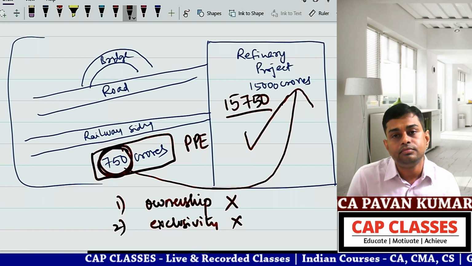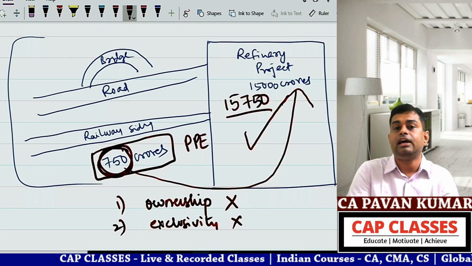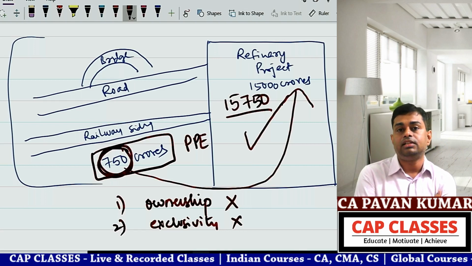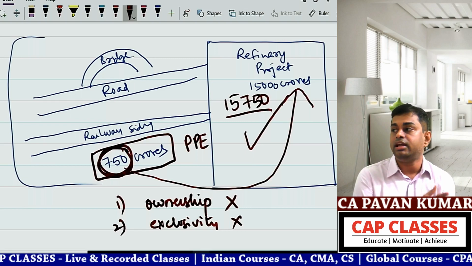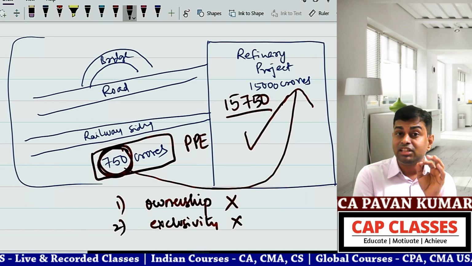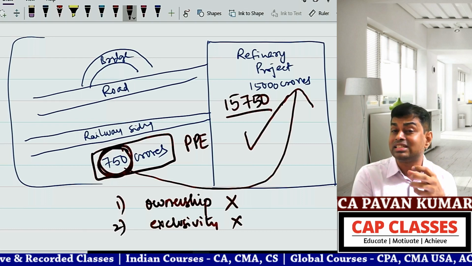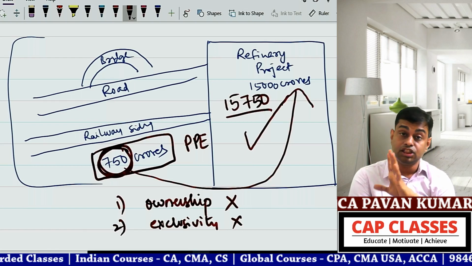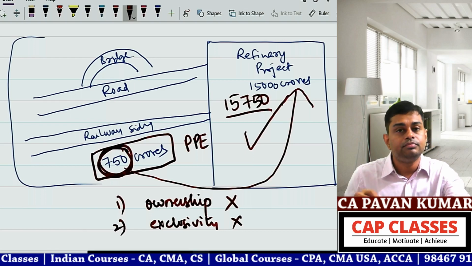Beautiful question. Many students say, Pavan sir, ownership is not there. Pavan sir, exclusivity is also not there. I constructed the road, everybody is using it, Pavan sir. How can it be my asset, Pavan sir? Beta, there is something called judgment, there is something called substance over form. Considering that this is your asset, no doubt about it.